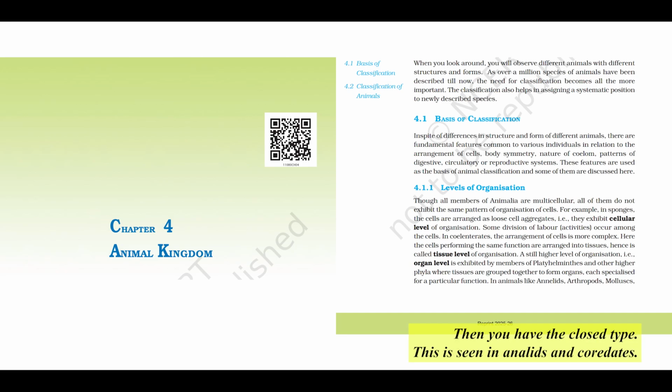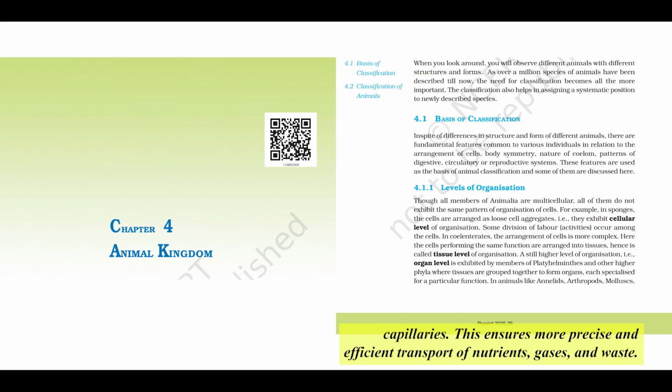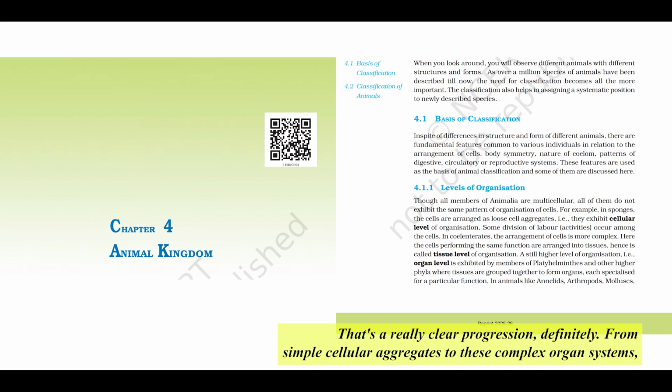Then you have the closed type. This is seen in annelids and chordates. That's much more controlled and efficient. Here, blood circulates exclusively through a series of vessels, arteries, veins, and capillaries. This ensures more precise and efficient transport of nutrients, gases, and waste. That's a really clear progression, definitely. From simple cellular aggregates to these complex organ systems.